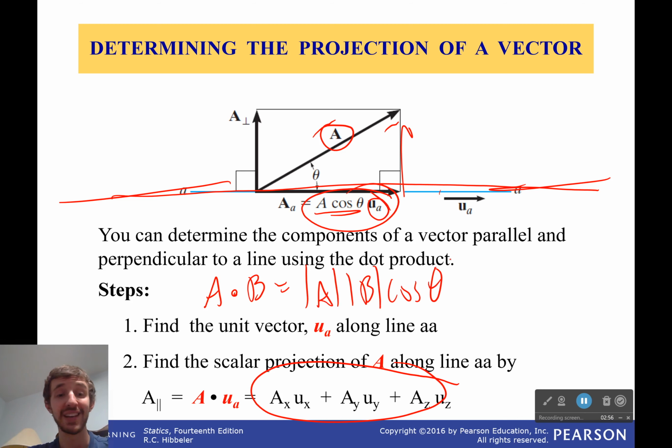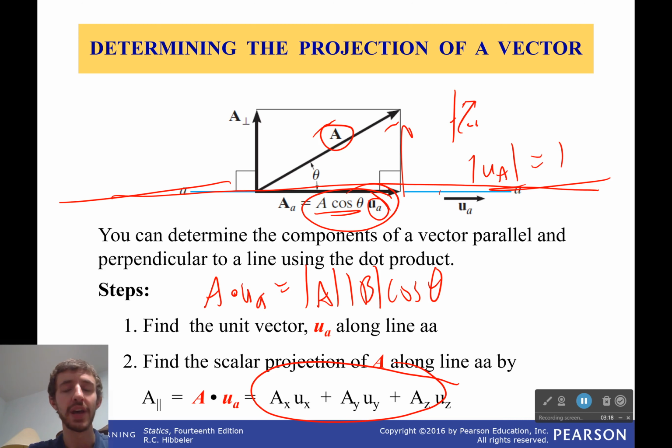Okay. Second thing to remember is this. The magnitude of the unit vector is always equal to 1. So that means if we have A, so B right here, that would have been our unit vector. So go ahead and write it here. A dot UA, you should have used a different letter. UA is going to be A times 1 cosine theta.